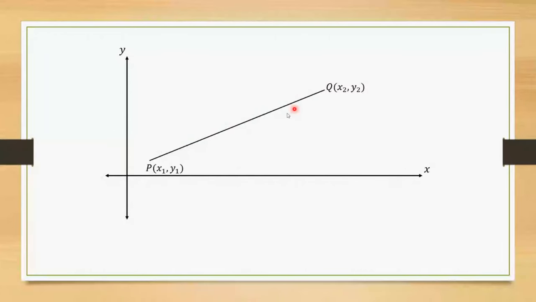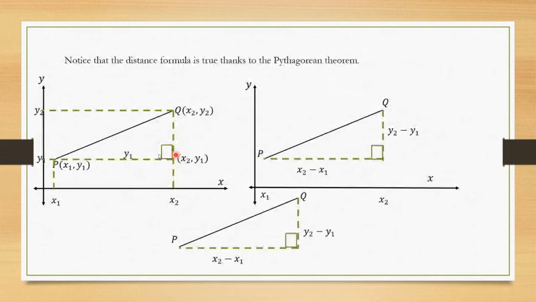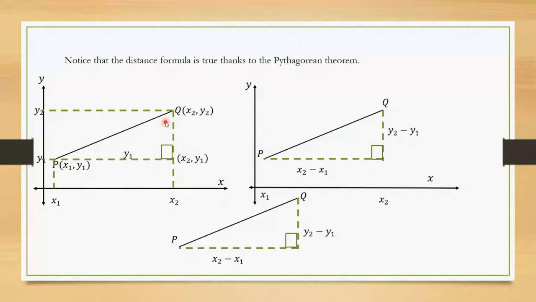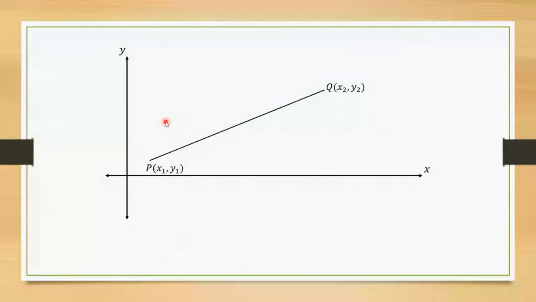So I just redrew it here. I redrew the orientation a little bit differently, mostly because I want to sketch a proof of why the formula is true. It's really just the Pythagorean theorem. The idea is, as you can see here, if you have that line segment P to Q, you can form a right triangle where the hypotenuse, which is the longest side, the side opposite the 90-degree angle, is this line segment.